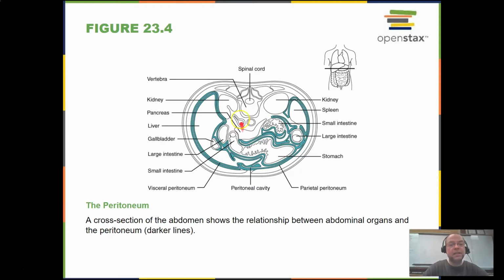Okay, so look at the kidneys here. This is the right kidney, this is the left kidney. They're actually called retroperitoneal because they are behind the peritoneal cavity. They're posterior to it. They are not double bagged. So they're in the retroperitoneum.